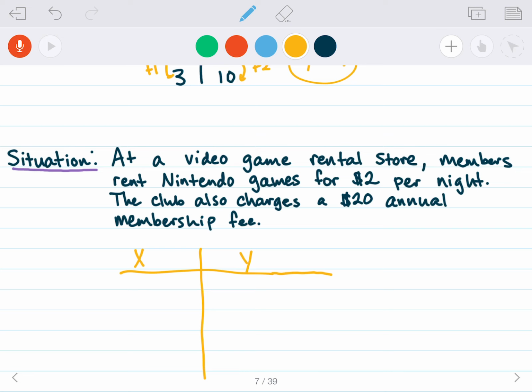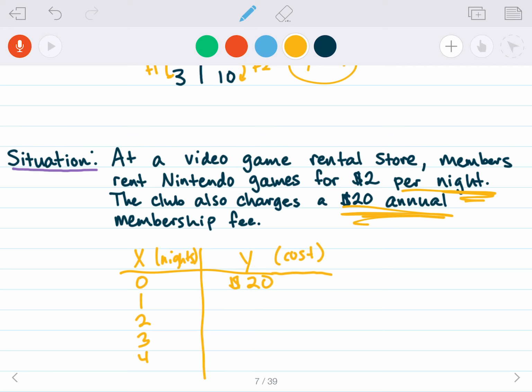So again, per night, that's time, right? So that can be our x value. So this is 0, 1, 2, 3, 4. This is how many nights we rent a game. And y can be the costs that we spend. Now, if we don't rent any games, we still have to pay the $20 annual fee. So if we rent for 0 nights, we're still going to pay that annual fee. So this is going to be our initial value, which is $20.